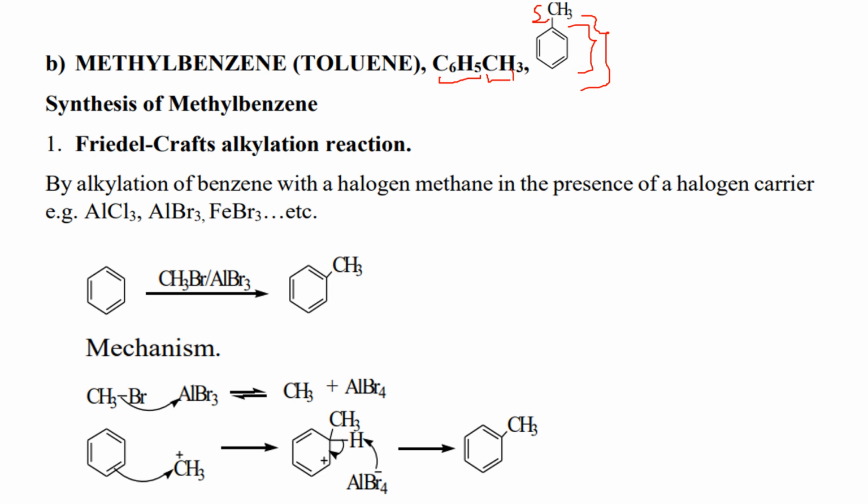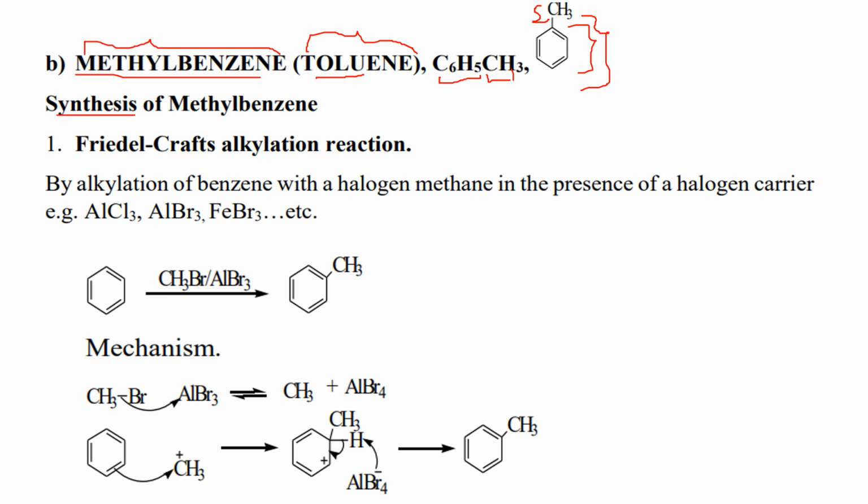The IUPAC name, the name that you're supposed to present in your exams, is methylbenzene. Toluene is a nickname and you're not supposed to present it anywhere. However, when UNEB is setting questions, it's allowed to use this word so that it can trick some of the students. But whenever you want to write it, always use methylbenzene.